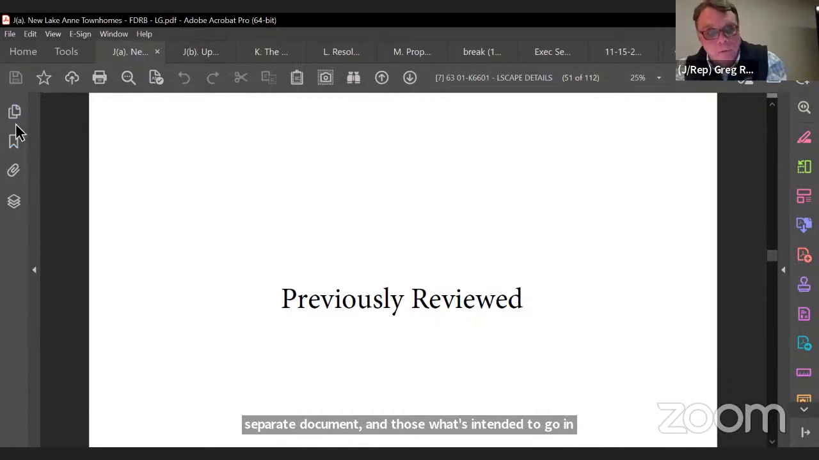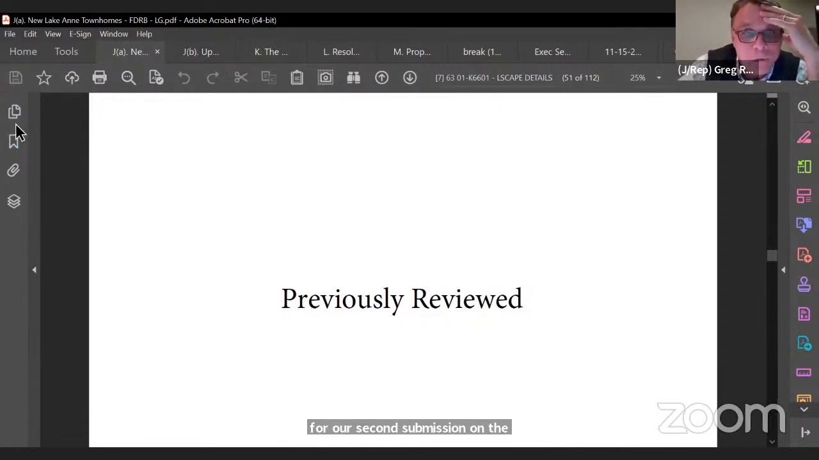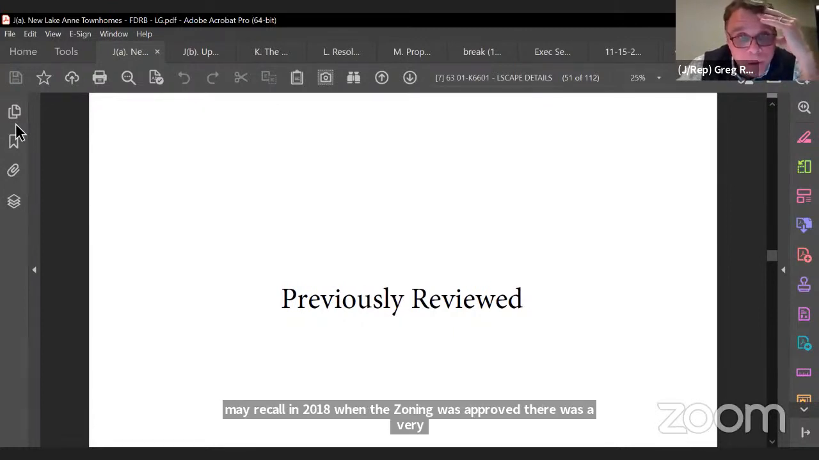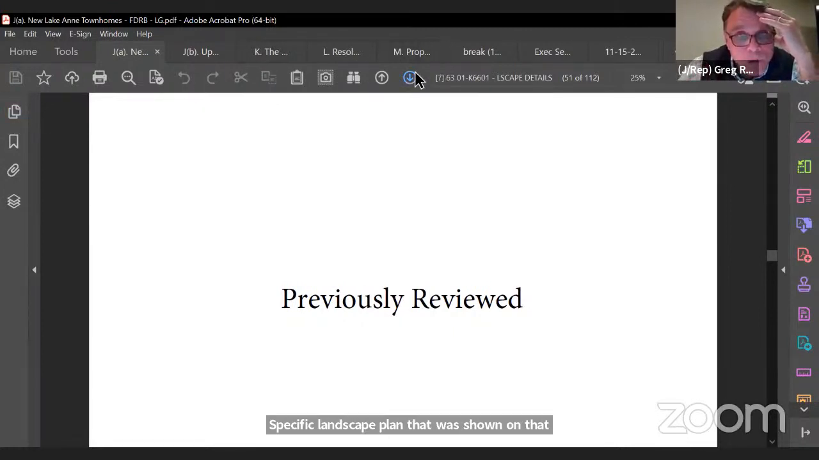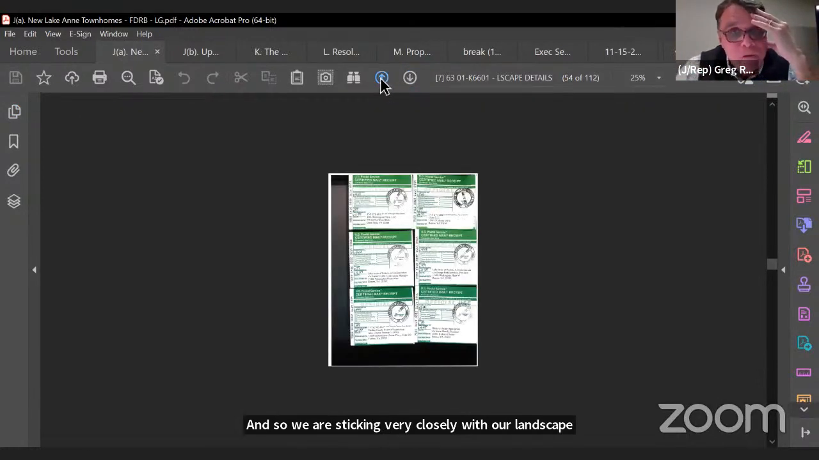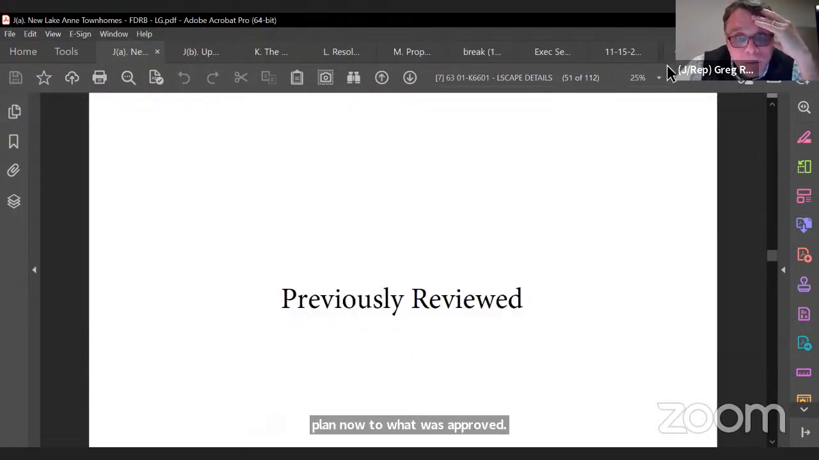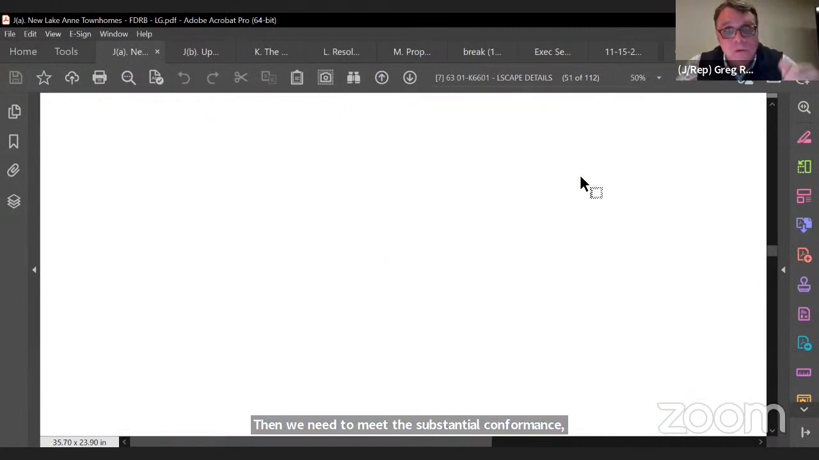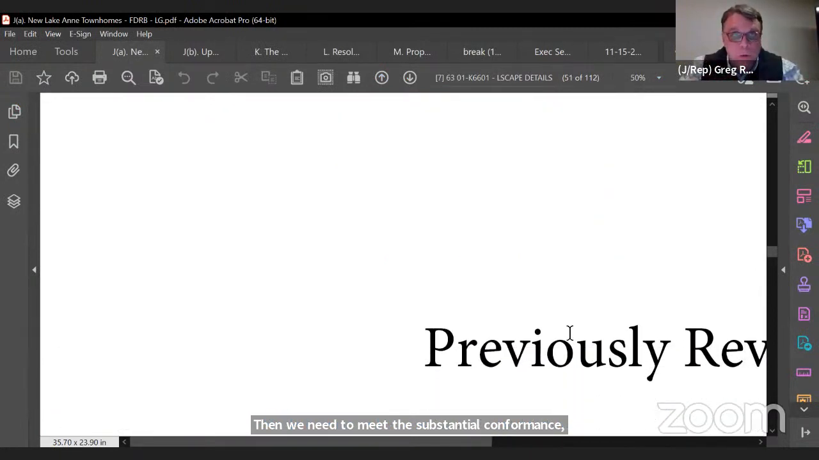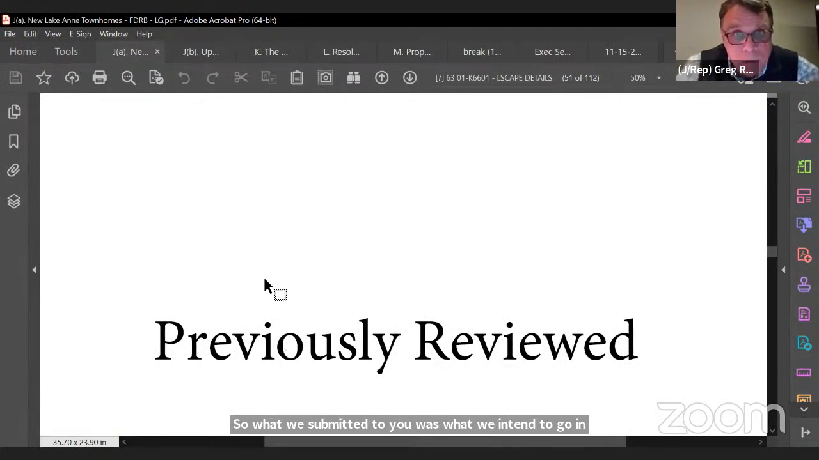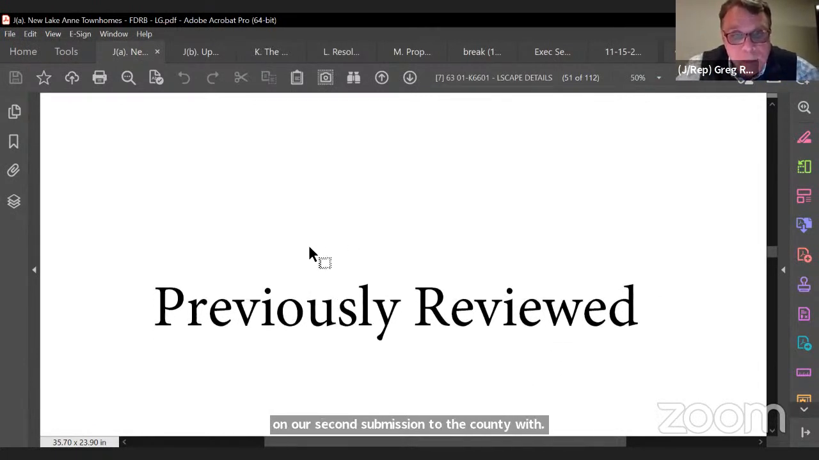If you may recall, in 2018, when the zoning was approved, there was a very specific landscape plan shown on that approved zoning plan. So we are sticking very closely with our landscape plan now to what was approved then. We need to meet the substantial conformance requirement and standard with our landscape plan. So what we submitted to you is what we intend to go in on our second submission to the county with. But if you have any questions or comments about what we submitted, we'd be glad to talk to you about that.